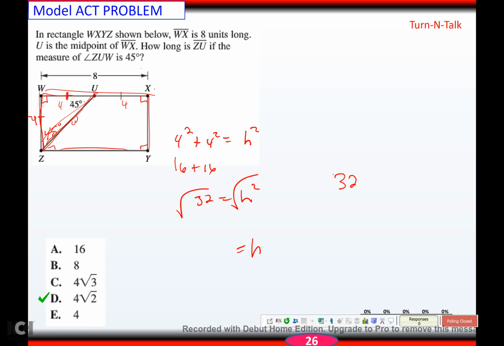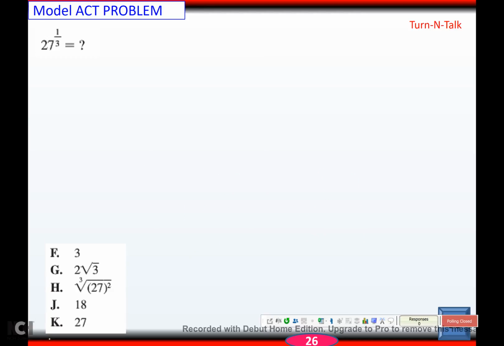If I break down 32, by 2 is 16, by 2 is 8, by 2 is 4, by 2 is 2. 2 2's makes a perfect 2, 2 2's makes a perfect 2, and that one's left in, so I have 4 square roots of 2. Okay, alright, try this one, hit pause, come back when you're ready.